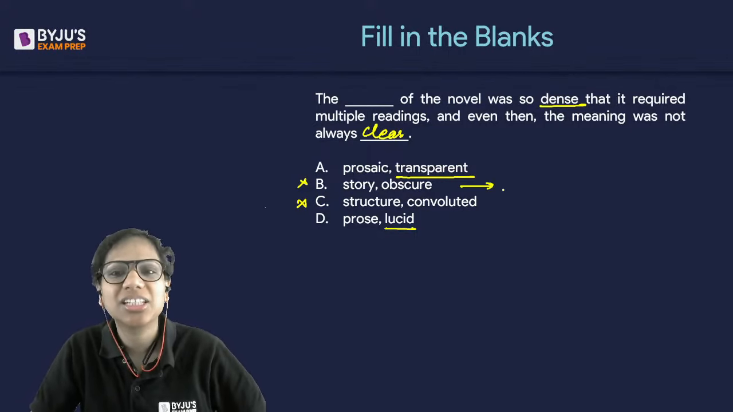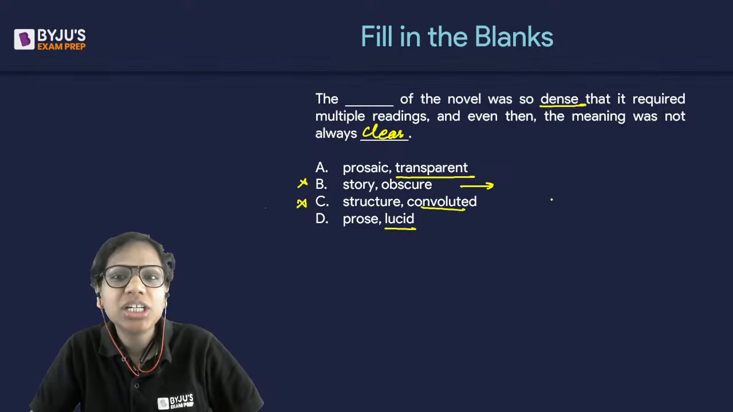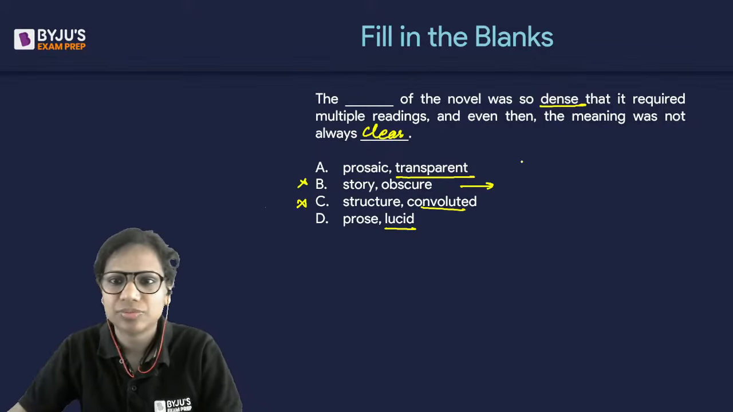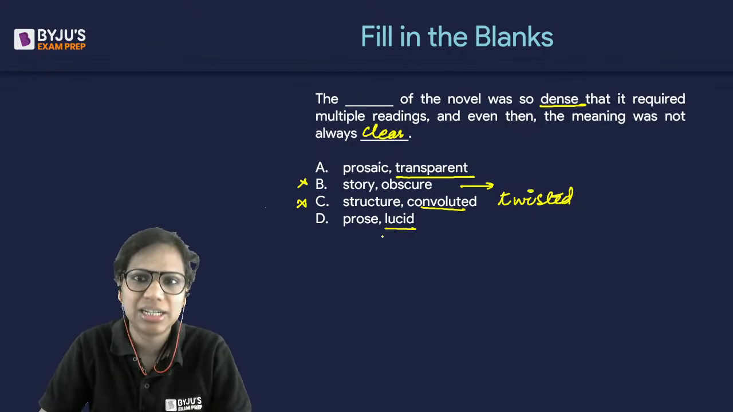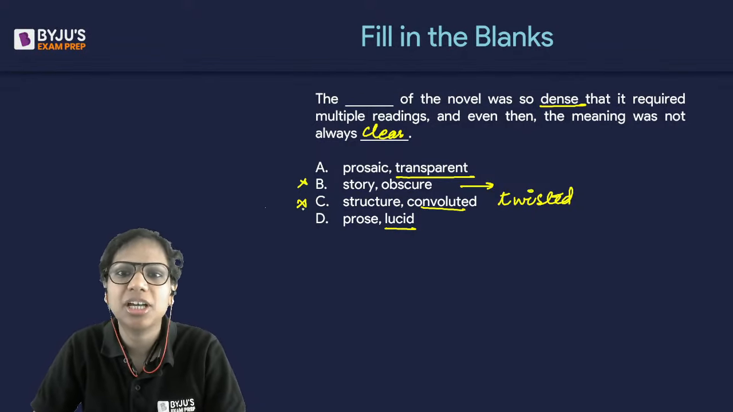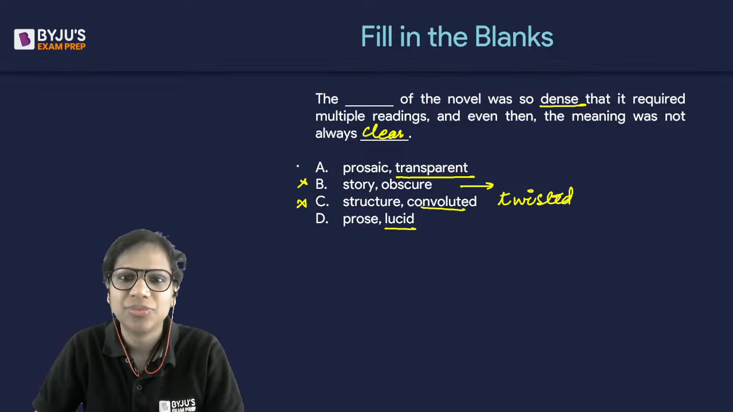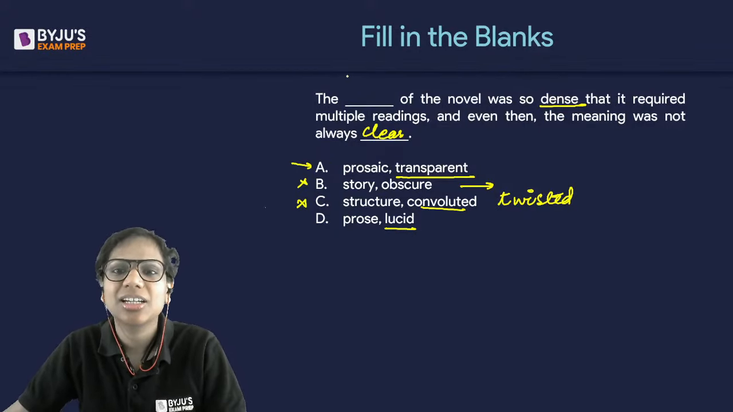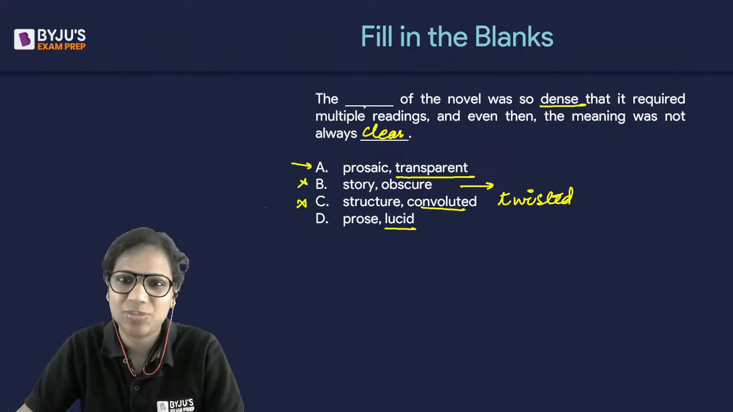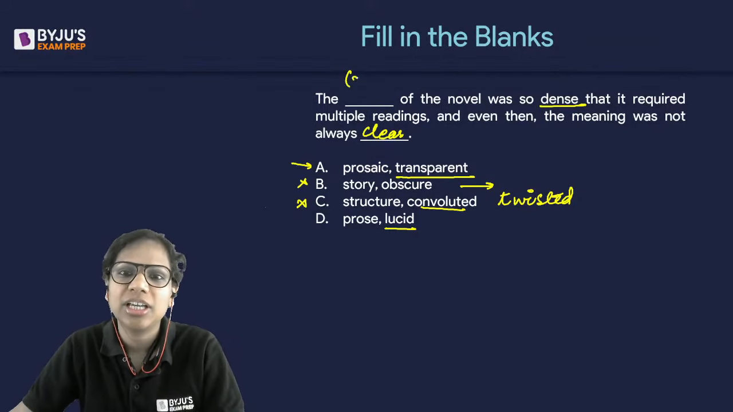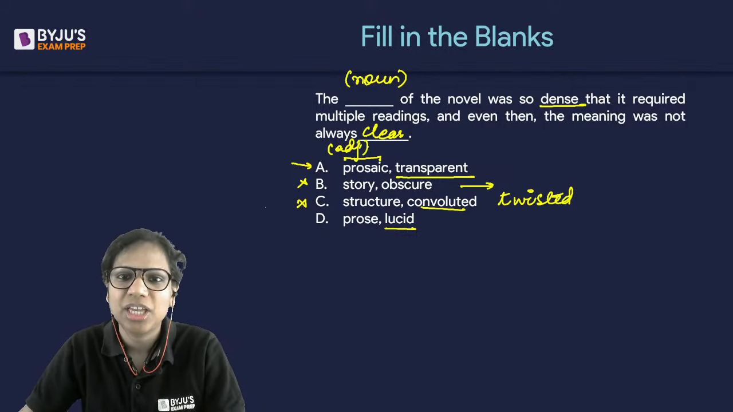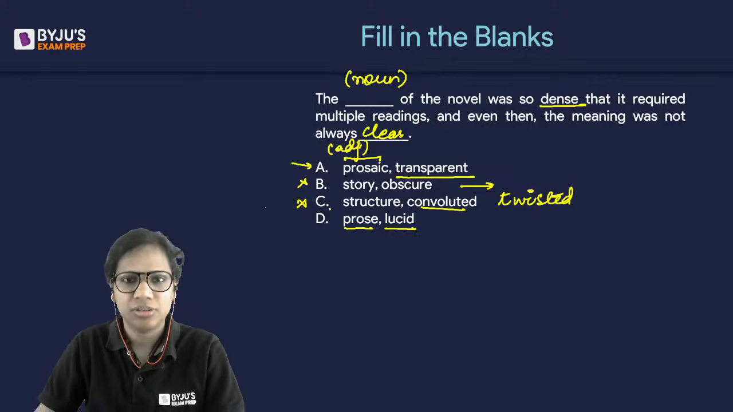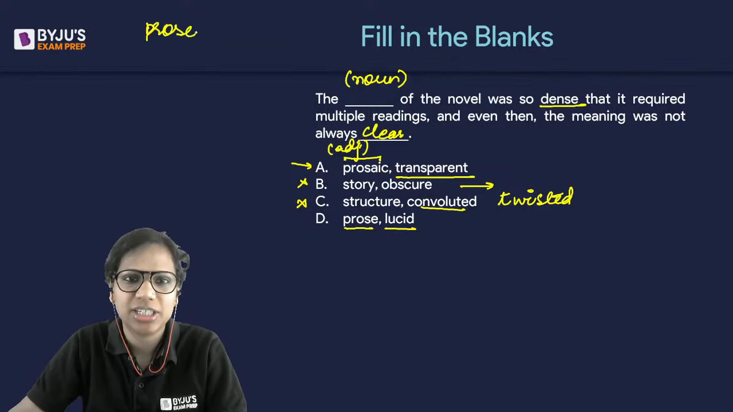Obscure is something that's hidden or unclear. Convoluted is something that's very twisted, difficult to understand. So even this cannot be the answer. BC eliminated. Here, grammar can also help you at times. The dash of the novel. I am looking for a noun here. Prosaic is an adjective. The prose of the novel. So there's prose and there's poetry, right?